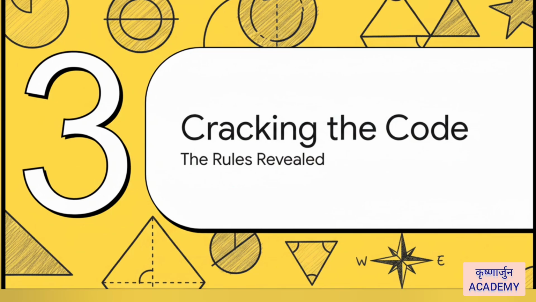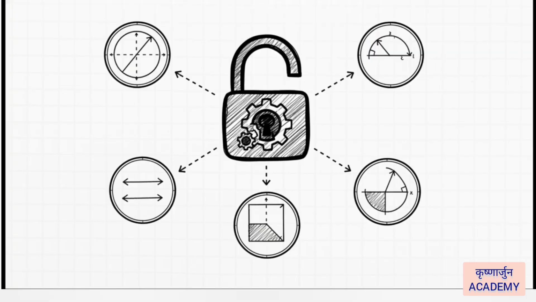So there you have it. We followed the map, we tracked down all the clues, from chords to arcs to those cyclic quadrilaterals, and now I think we can safely say we've done it. We're cracking the circle's code. And here it is, the code all laid out. Let's run through the secrets we've uncovered.